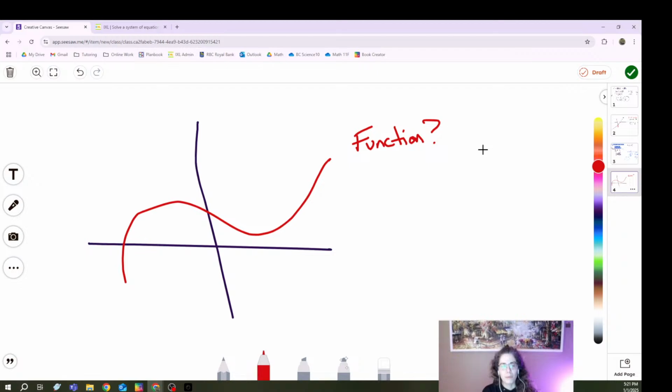If it passes this vertical line test, if it doesn't pass through 2 points, it is a function. Does this one pass through 2 points on this vertical line? No, so it is a function. What if I was to do like a circle? Is that a function?